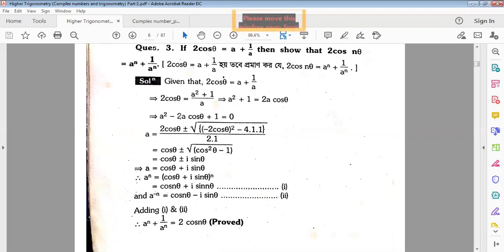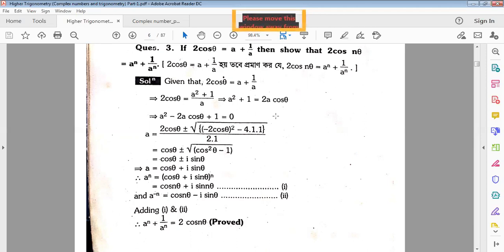This is a quadratic equation. A quadratic equation looks like a x square plus b x plus c. Now we have to solve this for a. That means we have to remember that we consider this a as x, as a variable. a is the variable here. This is quadratic in a. We already know that x equals minus b plus minus square root of b square minus 4ac divided by twice a. This is the quadratic formula.